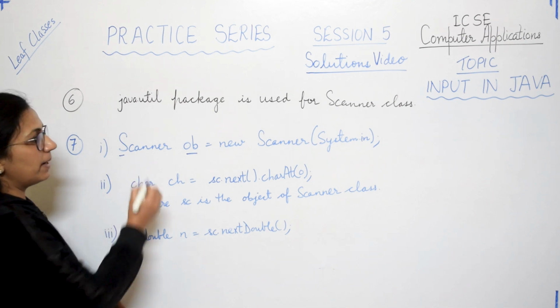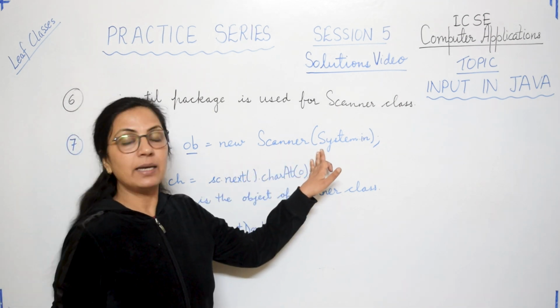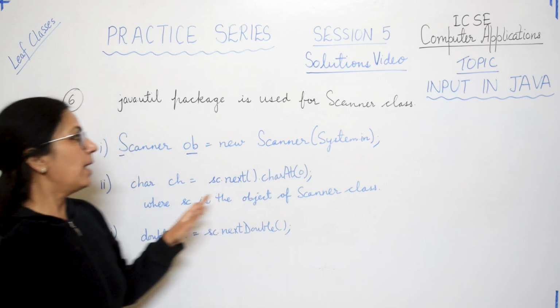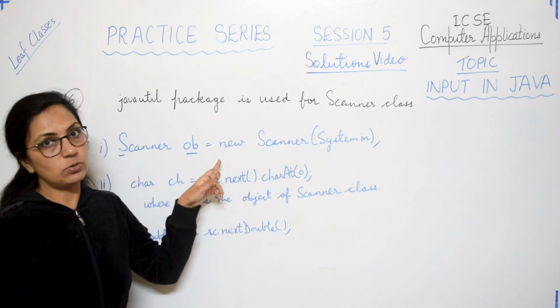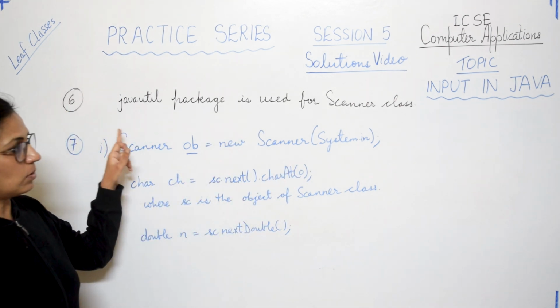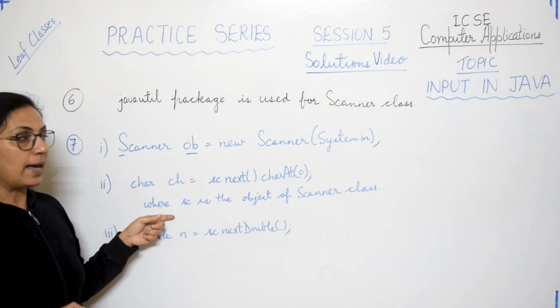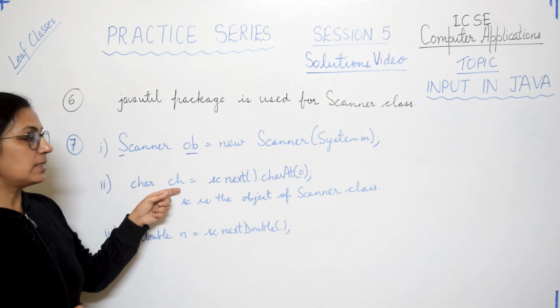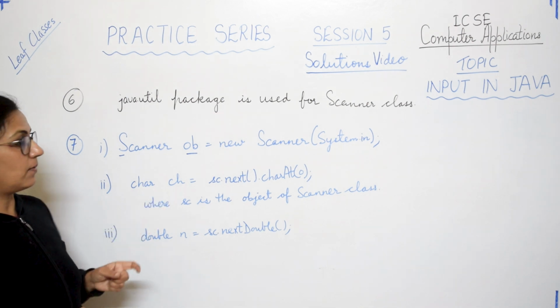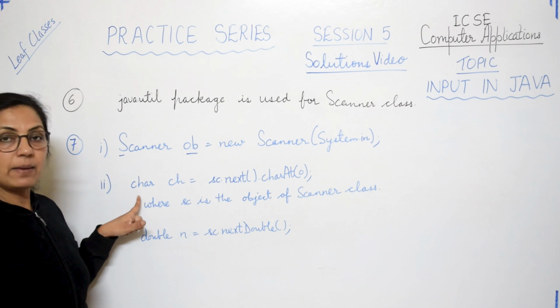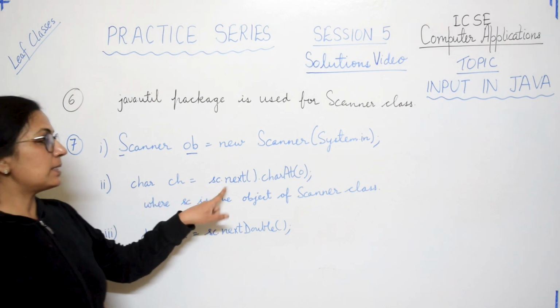Here this S will be capital, this S will be capital, and here this S will be capital. Then new is the operator which is used to create the object of the given class. So you can write like this. The second question says to input a character using scanner class, ch. Ch is the character name which is given in the question. So the variable type is char ch equals sc.next.